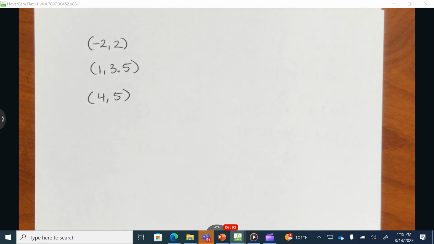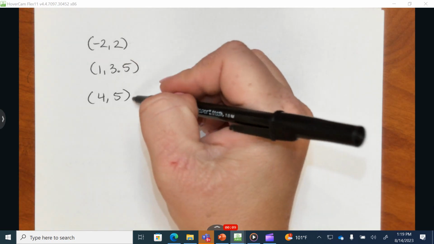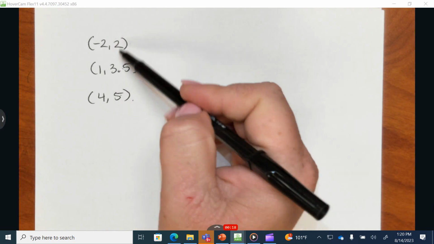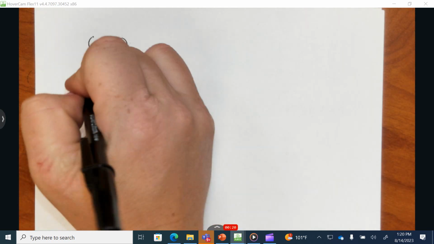In this video, I'm going to review how to write an equation of a linear function given 3 points. We only need 2 points to write an equation of a linear line. So I have the option to choose any 2 of these points. I don't want to work with decimals or fractions if I don't have to, so I'm going to choose the first and the second point.